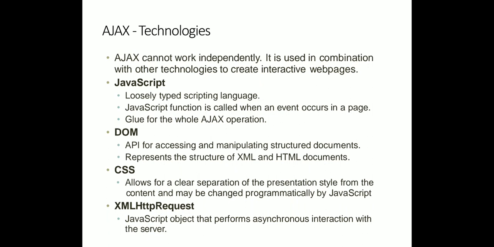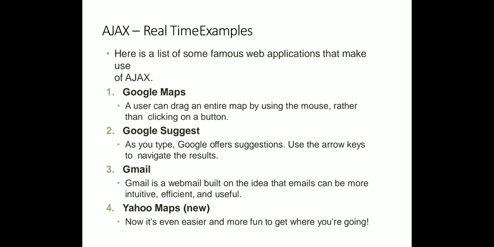Then the real-time examples of Ajax include Google Maps, Gmail, YouTube, and Facebook tabs. In Google Maps, the user can track an entire map by using the mouse rather than clicking on a button. You can also use touch to go anywhere on Google Maps on your mobile phone. So this is the best example of Ajax.